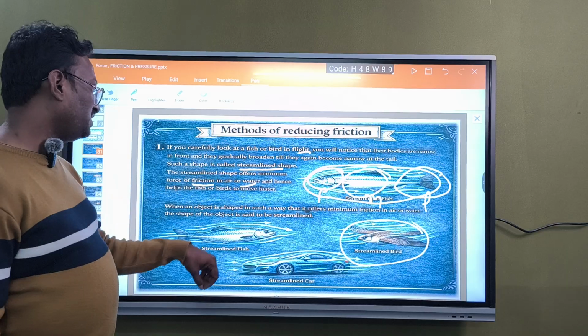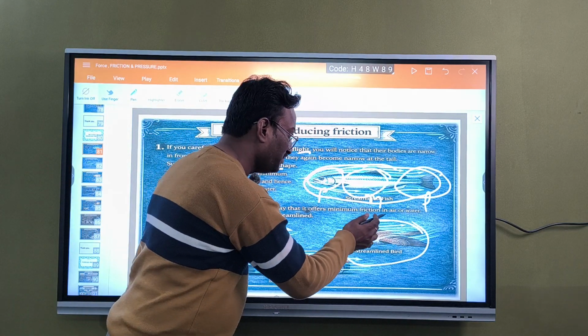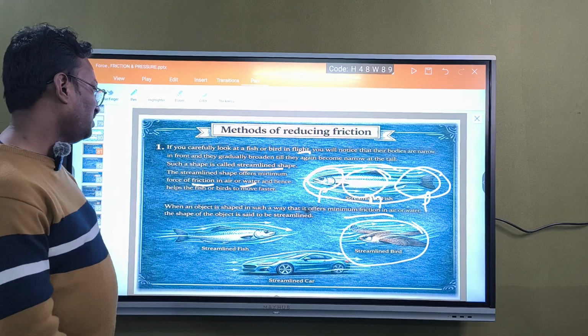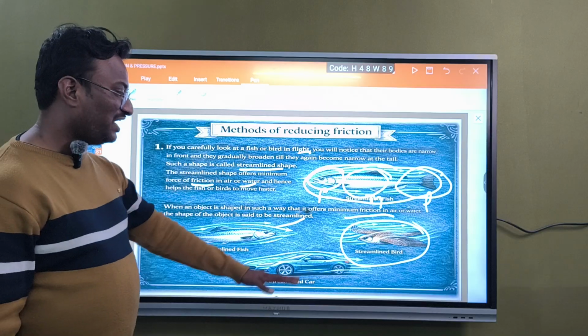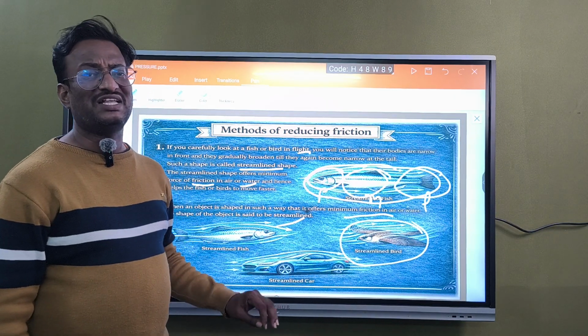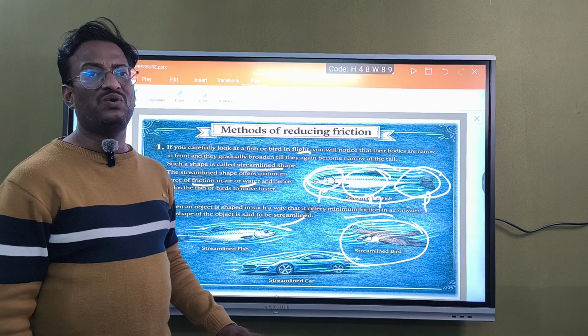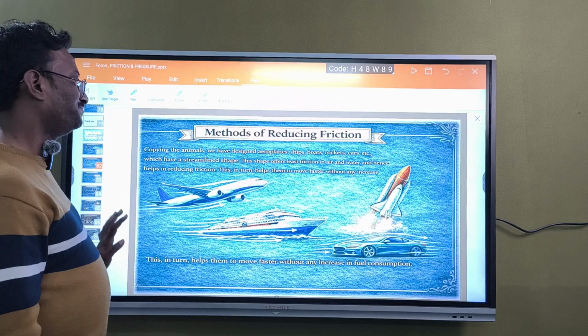The same thing: when an object is shaped in such a way that it offers minimum friction in air or water, the shape of the body is said to be streamlined. Likewise, cars are streamlined so that with a lesser amount of fuel only, they can move at a faster rate.